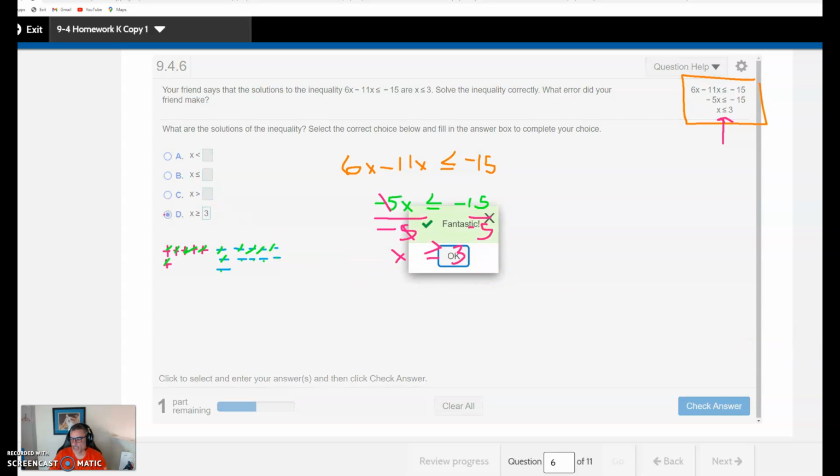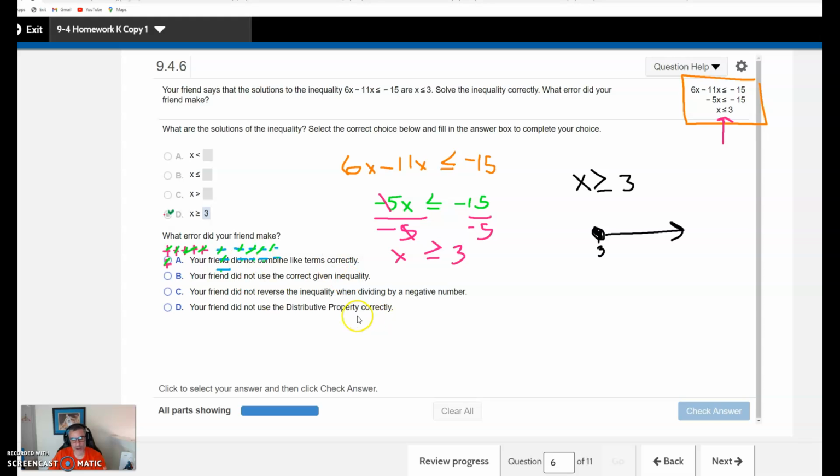Got it. Okay, let's think about what our graph is going to look like. Our answer is x is greater than or equal to 3. So we're going to have a closed circle this time. It's going to be at 3, and it's going to be greater. So we want a closed circle at 3 going to the right. Let's see what our choices are. Okay. So if we did have to graph it, that's what the graph would look like.